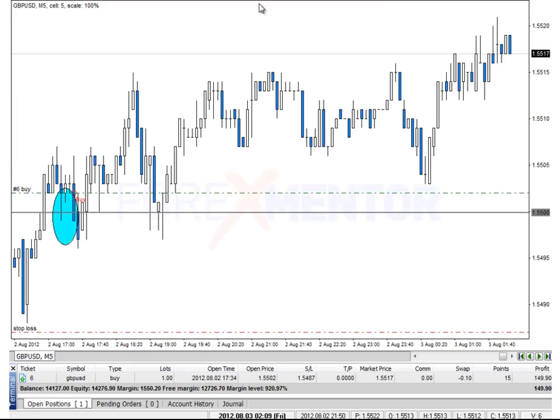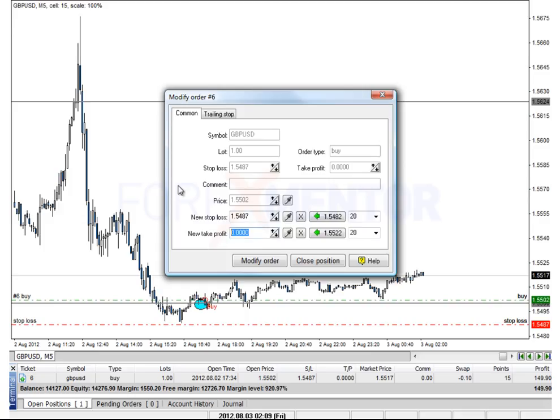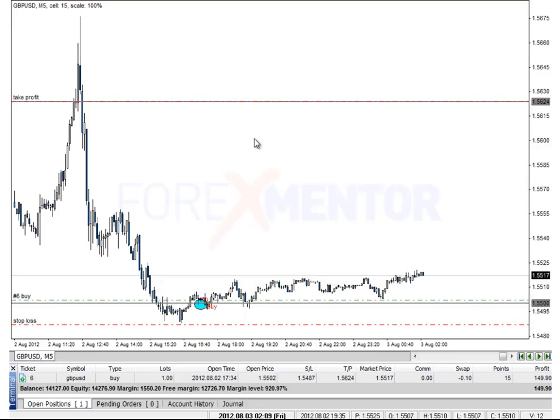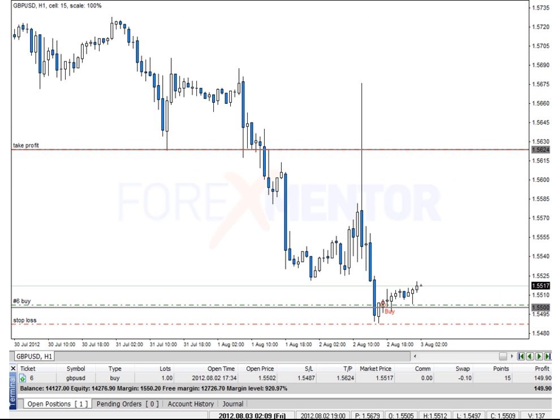You can see higher highs, higher lows, and what I want to do is put a take profit on this at the 5624 area. That's from the hourly chart that we've identified. I'm just going to move now to the hourly chart and move this forward just to speed up the video.